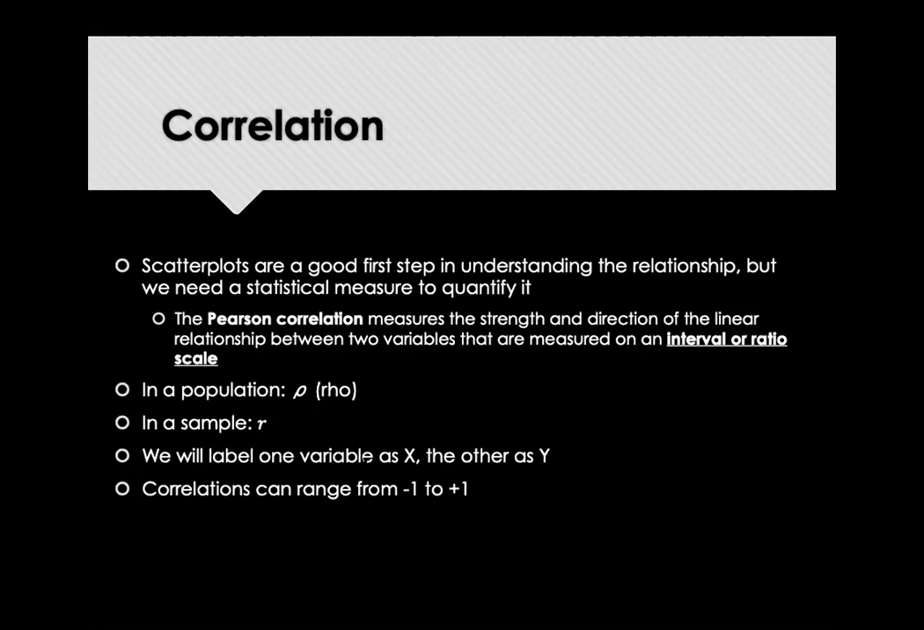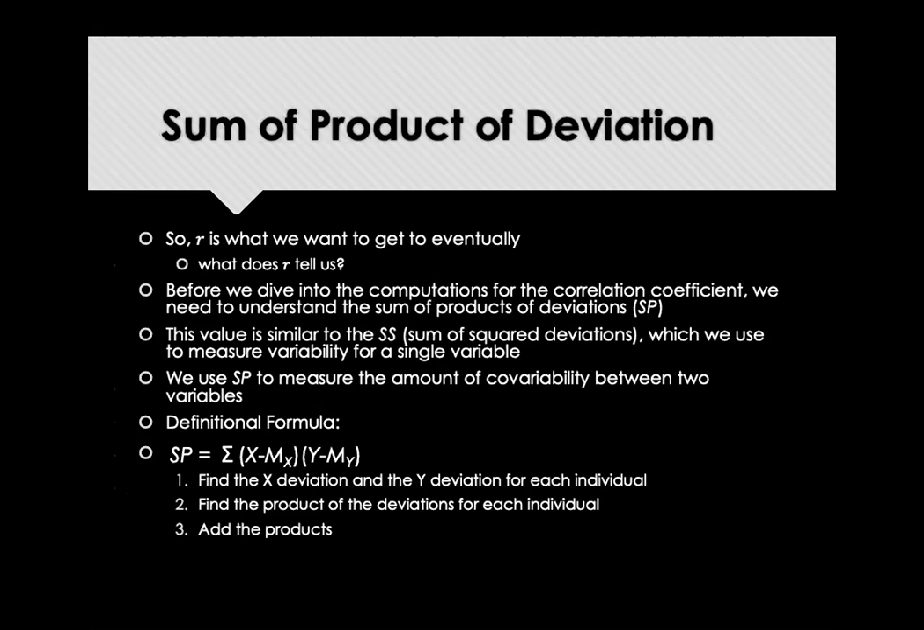So the two variables, X and Y, we are going to be looking at covariability, right? Or the ways in which X and Y vary together. That is essentially what a correlation is. And that also speaks to the formula a bit. So again, r, Pearson's r, is the value that we want to get to eventually.